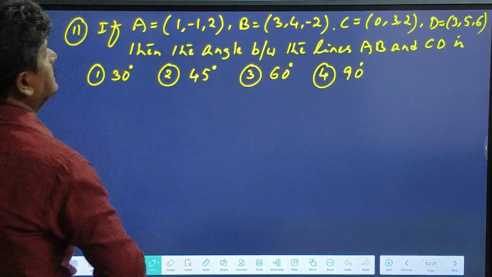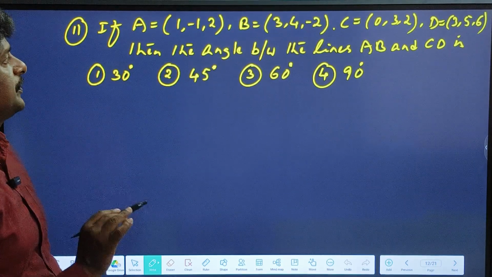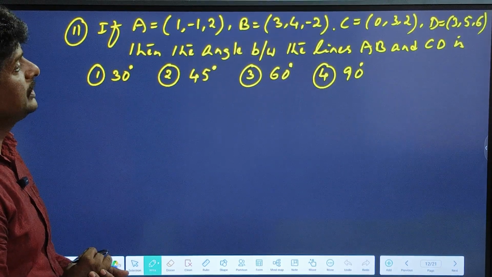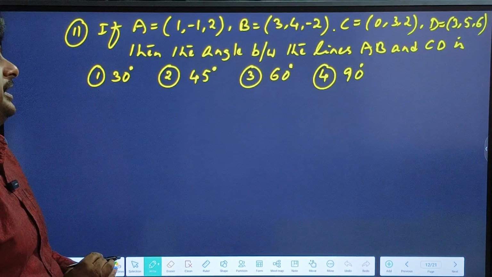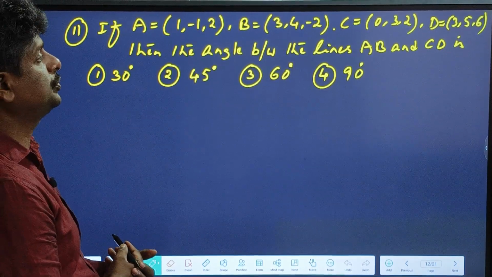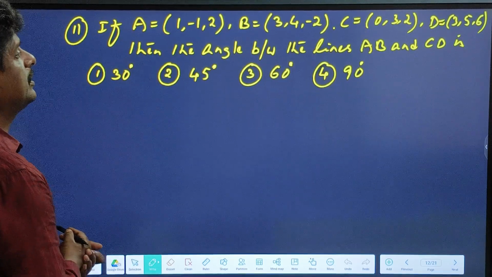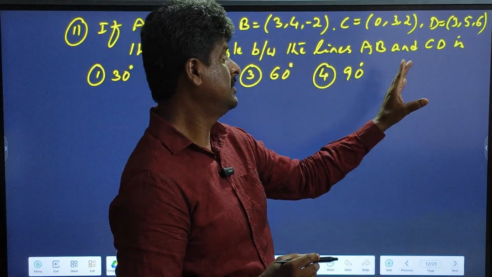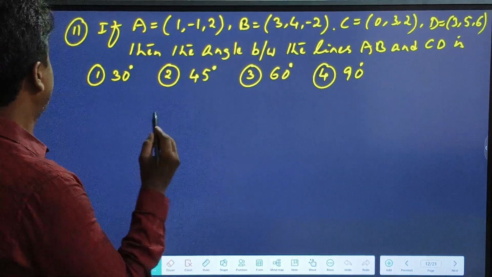Question number 11, related to 3D geometry. If A is (1, minus 1, 2), B is (3, 4, minus 2), C is (0, 3, 2), D is (3, 5, 6), then find the angle between the lines AB and CD.